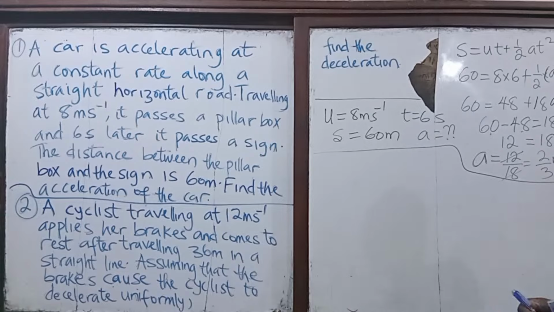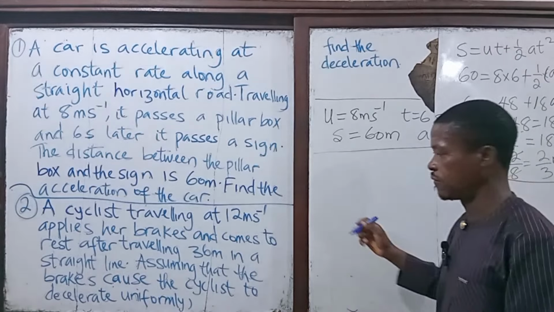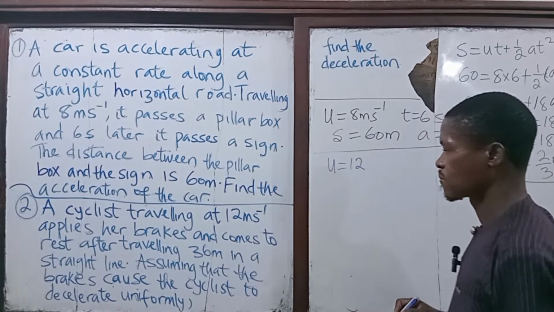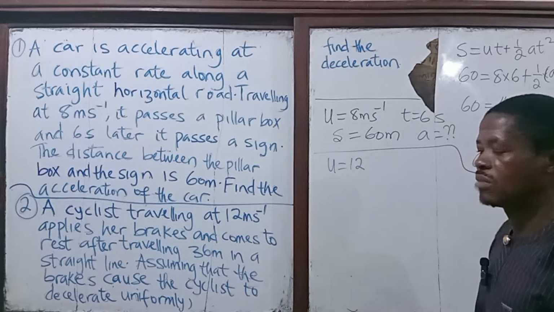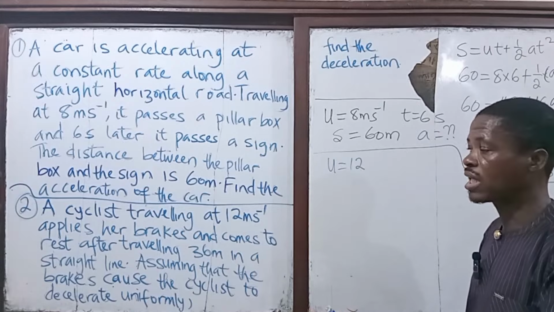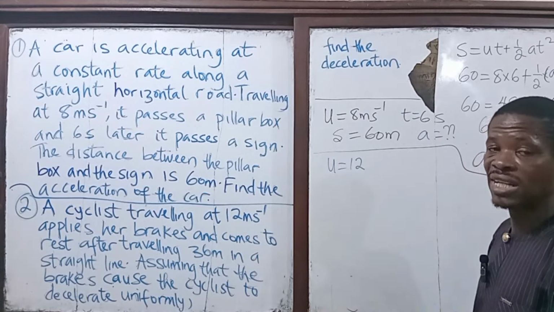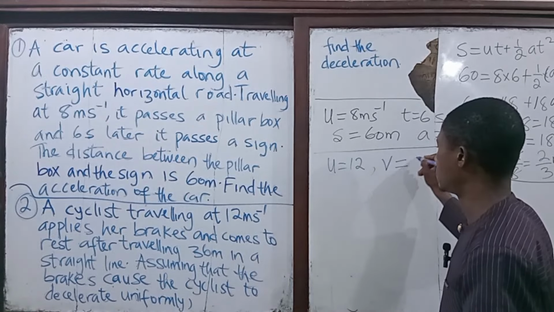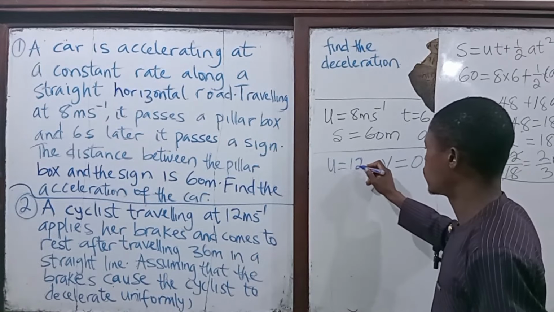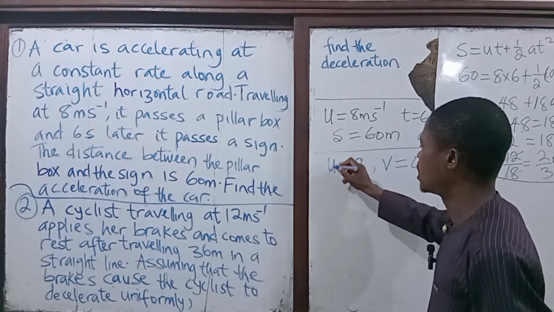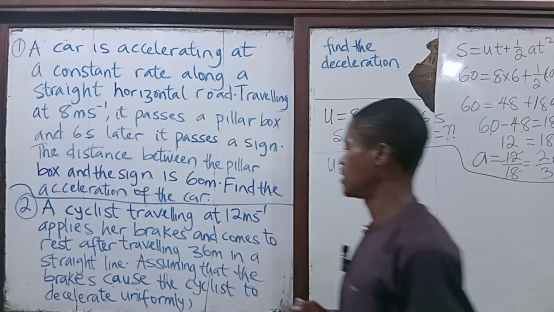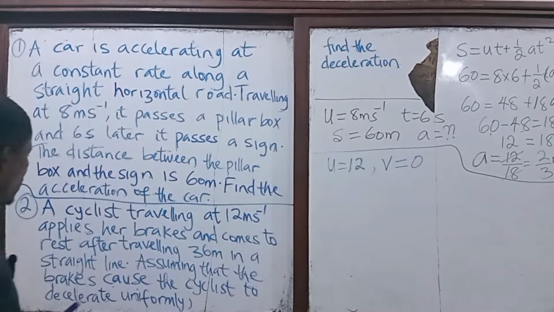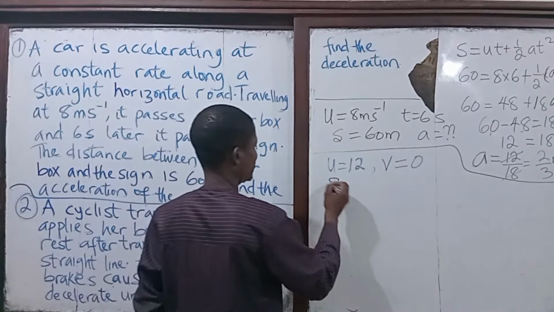So let's write the parameters. It's traveling at 12, so u is 12. When the object comes to rest, the final velocity is equal to 0. Traveling 36 meters.